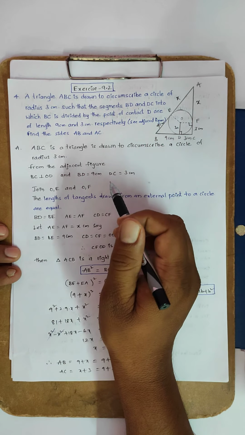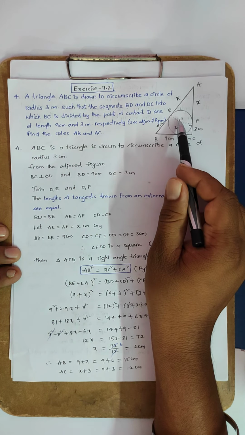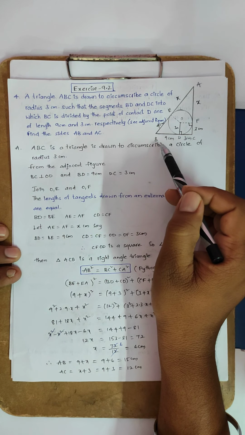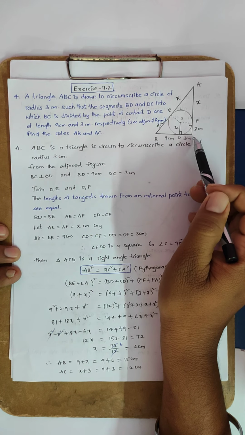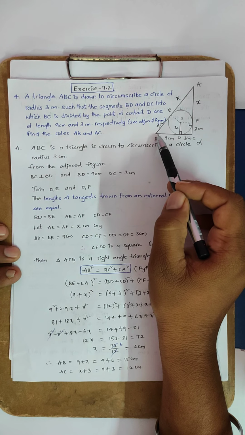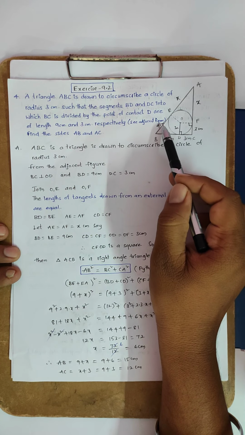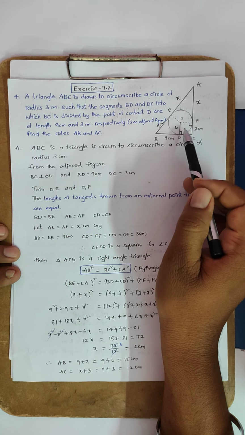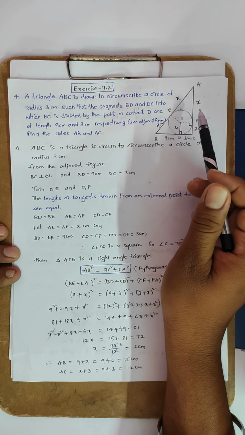From the adjacent figure, the line segment BC is perpendicular to OD, BD is 9 cm, and DC (or CD) is 3 cm. All of you know that from an external point we can draw two tangents to a circle. These two tangent lengths are the same. So BD is 9 cm, and BE is also 9 cm.